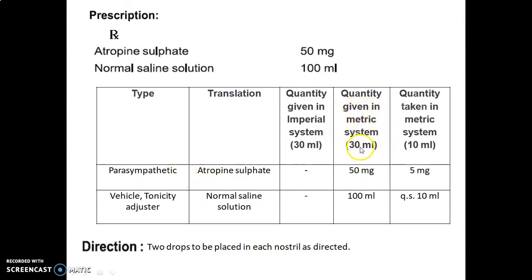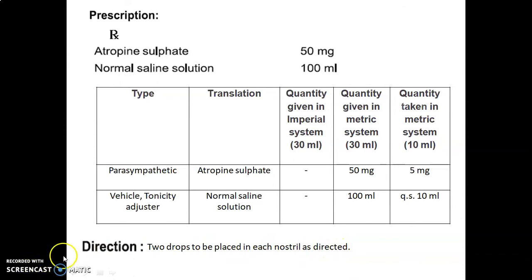Then the quantity given in the metric system is 50 milligram, so multiply it with factor 0.1, we will get 5 milligram. Normal saline solution is used as a vehicle and tonicity adjuster. Quantity given is 100 ml, so quantity taken for preparing 10 ml is quantity sufficient up to 10 ml. Direction: 2 drops to be placed in each nostril as directed.